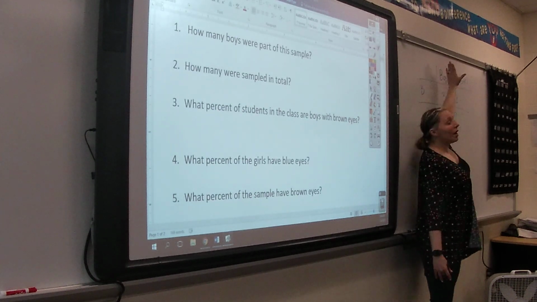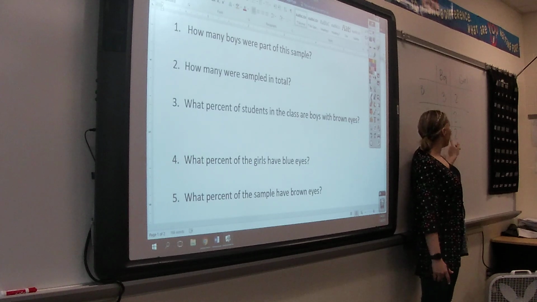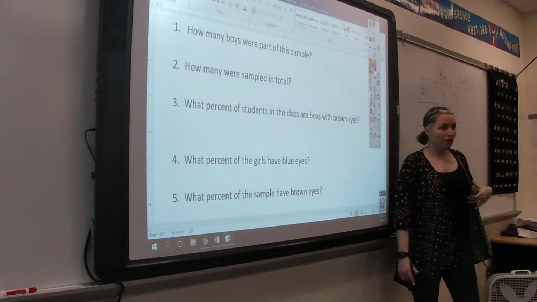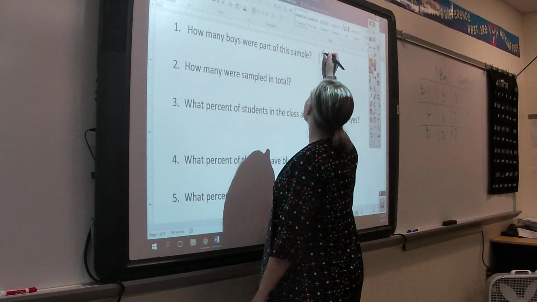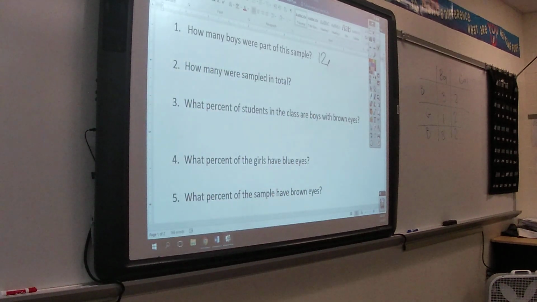Okay, so we went to our boy column and we added up how many boys were in it. 8, 9, 12. So we had 12 boys in this sample. We don't need to look at the class. We don't need to be present in this situation. We could just look at this frequency table and say that there were 12 males sitting in the classroom.